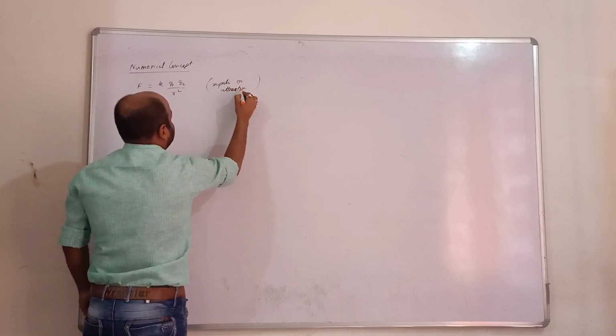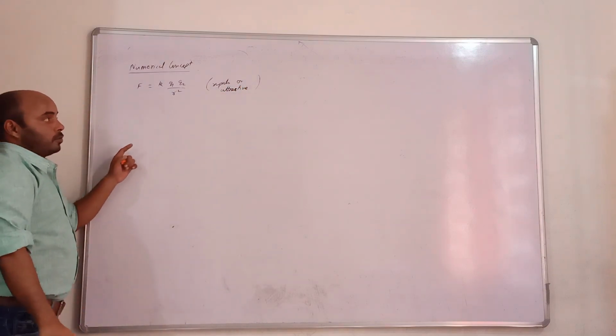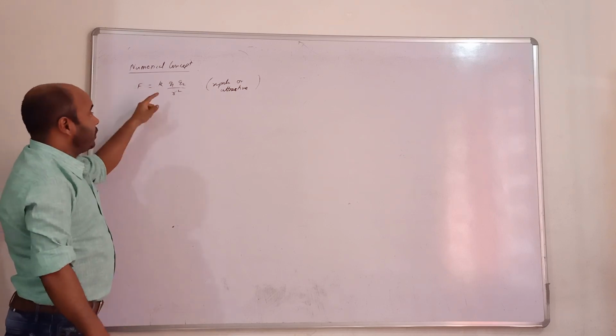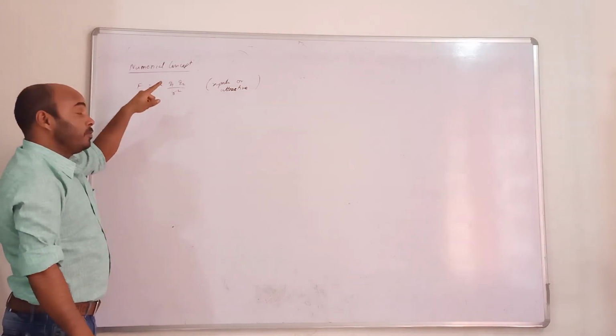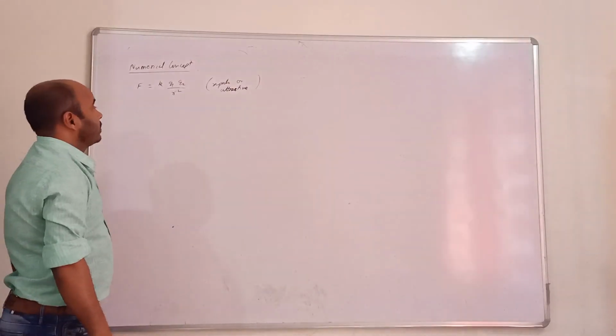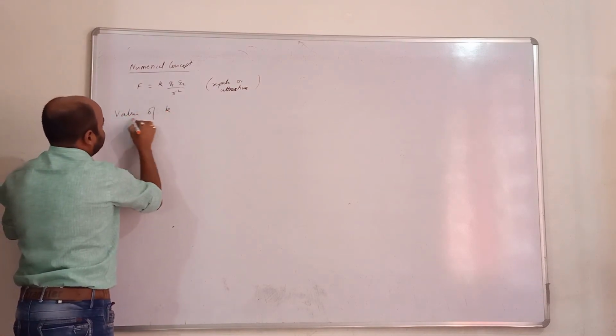We write the nature of the force. So in numericals we write the formula like this. We will not use mod. But again, I am saying we will not use mod, that doesn't mean that we can use a sign. We cannot use a sign. We can use only the magnitude of the charges. Now let's discuss the value of K.